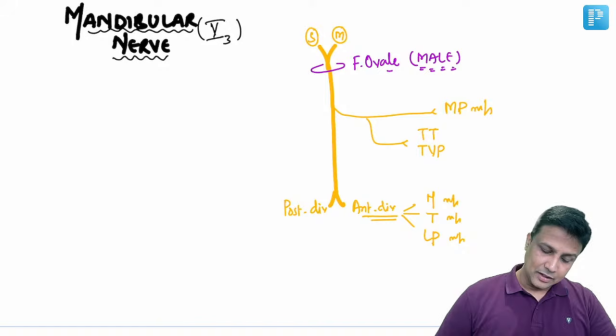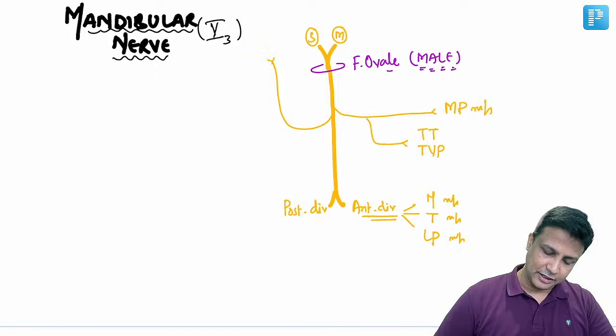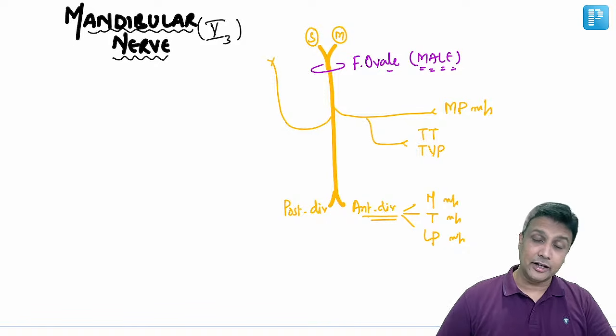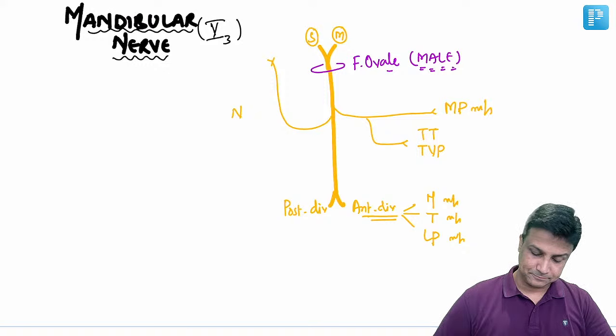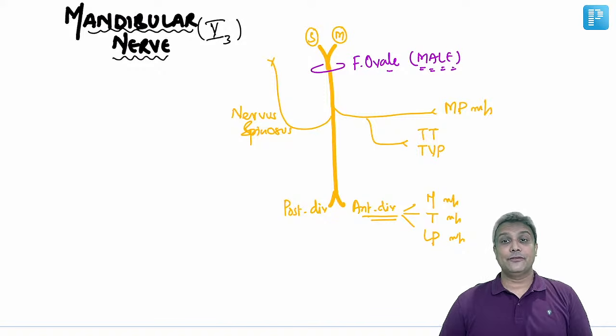Apart from that, the trunk is also giving rise to a branch, and that branch will be passing behind here. And this one here will be the nervus spinosus. What is the name of this nerve here? This is nervus spinosus. Now this nervus spinosus is going to pass through which foramen here?